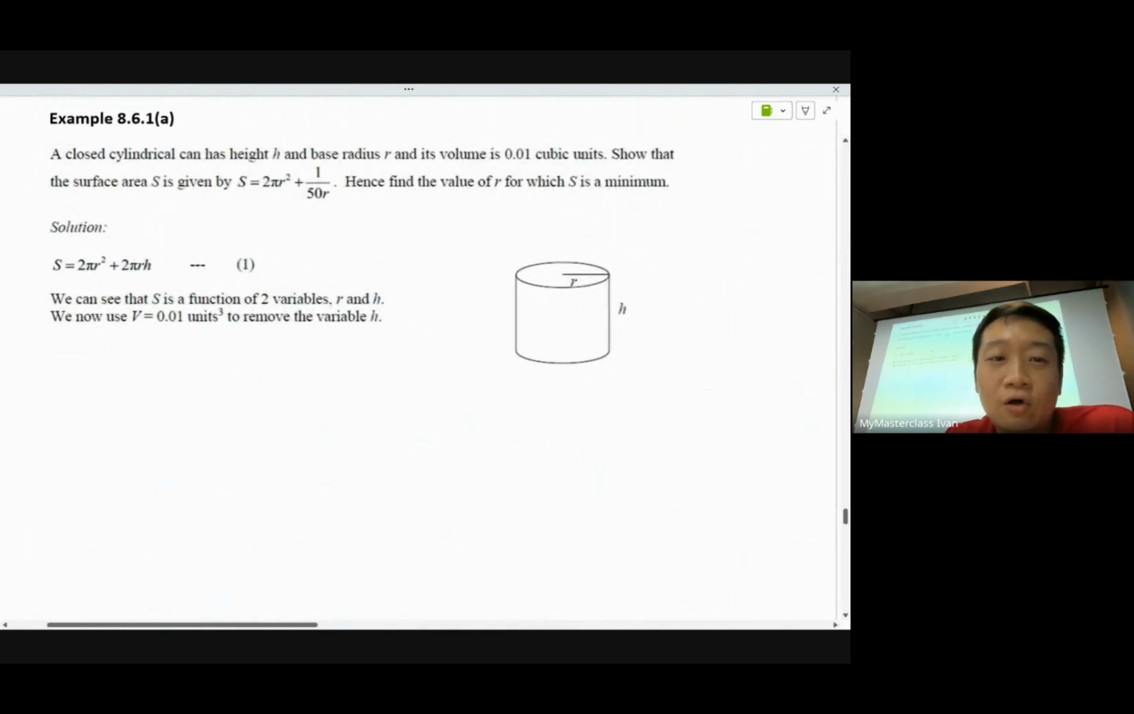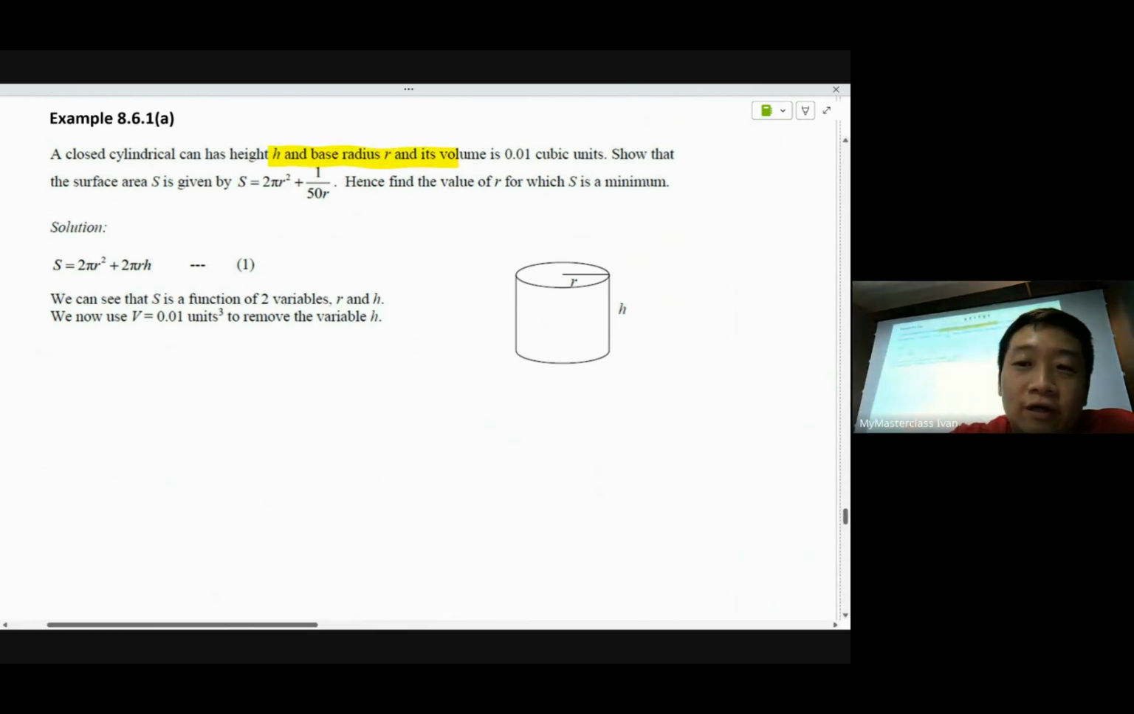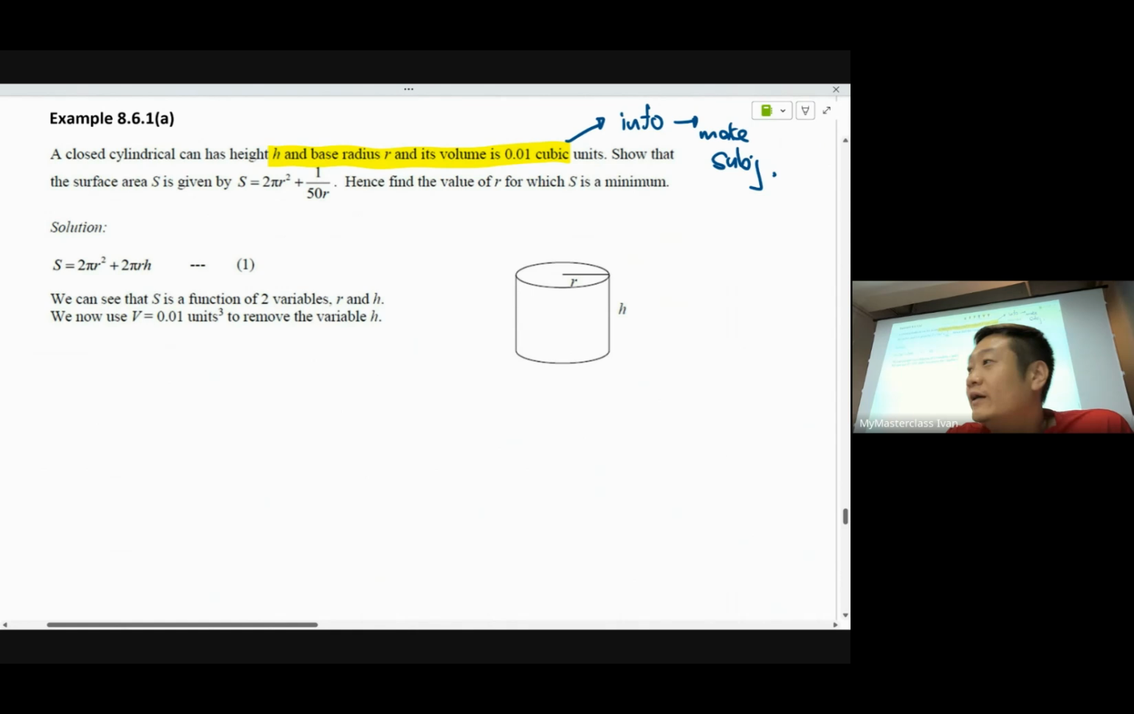Okay. A closed cylinder. Closed means what? Top and bottom also covered already. Do you know why they tell you this? Write down, this is the info. The info that's given to you is always used to make the subject.